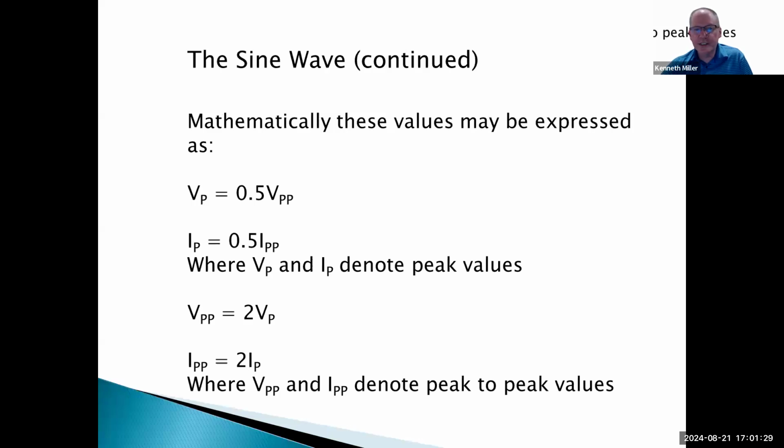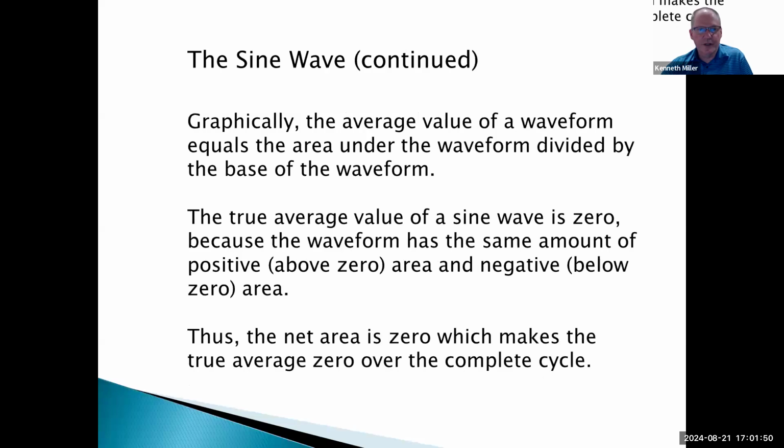And then the current is the same thing. The current peak is 1/2 of the peak to peak current. And then the current peak to peak is twice the current from the peak. All right. So those are really simple factors that you should be able to work with very easily.